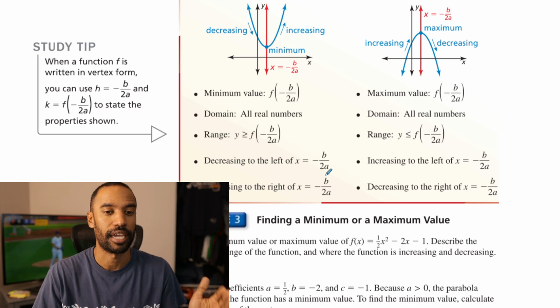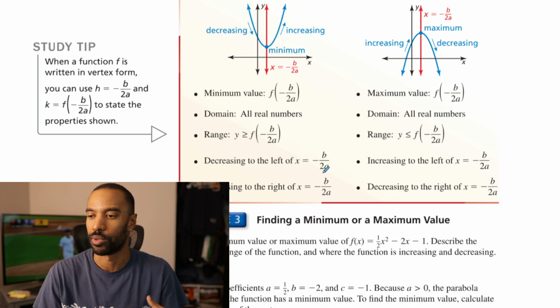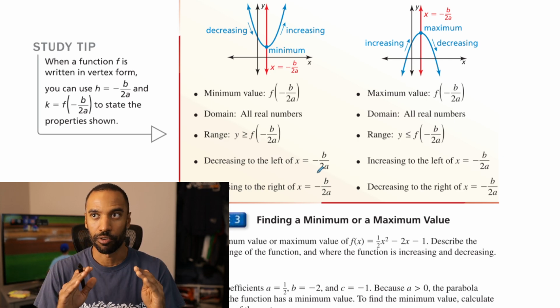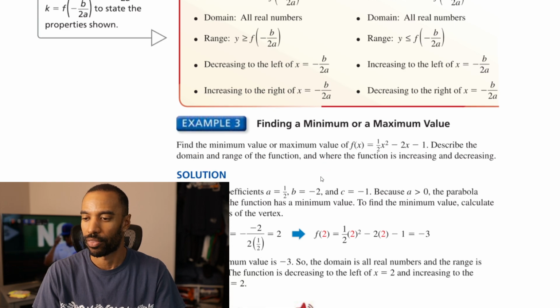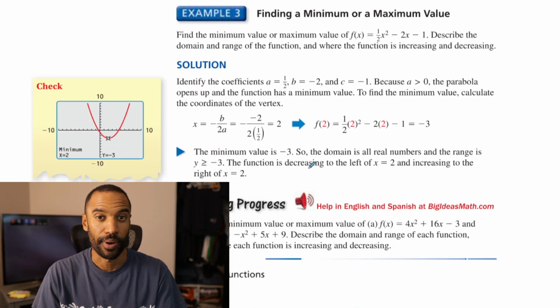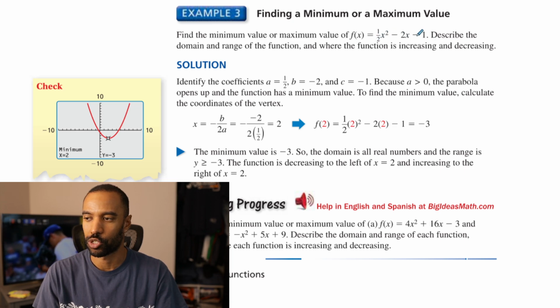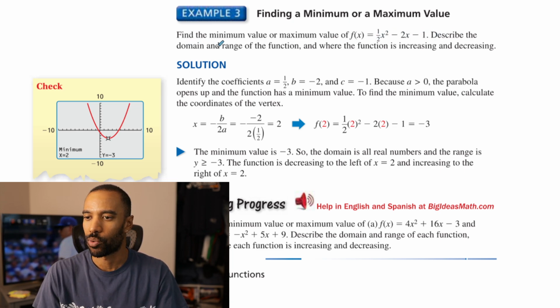This section is characteristics of quadratic functions. So we're talking about all of those things: maxes and mins, axes of symmetry, intervals of increasing and decreasing values, all that, domain and range. All right, find the min or max value of y equals 1 half x squared minus 2x minus 1. Describe the domain and range and where the function is increasing or decreasing.